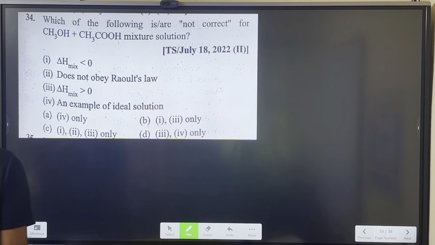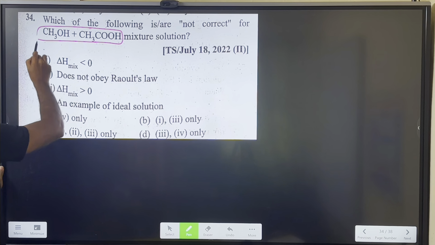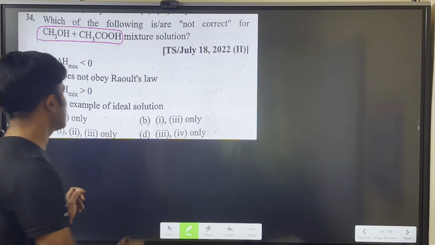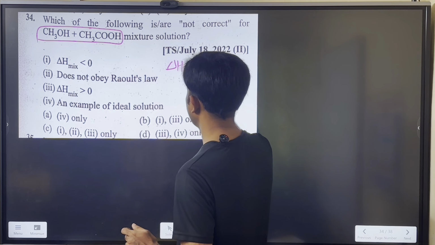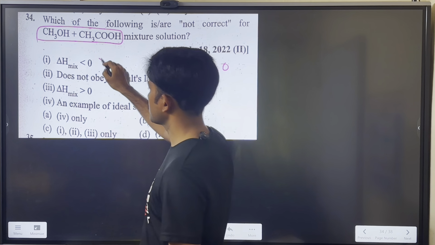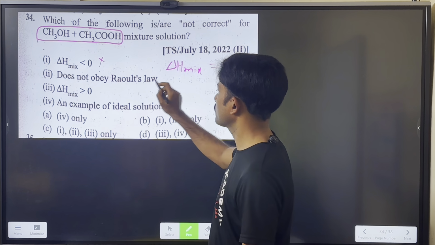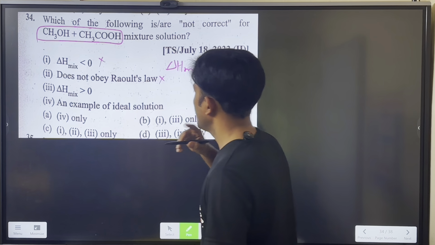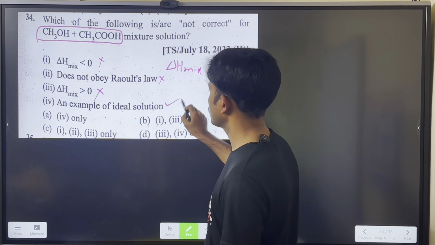Moving on, in this question we have: which of the following are not correct for a methanol and ethanoic acid mixture solution, where these mixtures form an ideal solution. For an ideal solution, delta H mix is equal to 0. This change in enthalpy of mixing is 0. But here it is given less than 0, this is not correct. And for an ideal solution, it obeys Raoult's law, but here it is given does not obey Raoult's law, this is also not correct. And delta H mix greater than 0 is also not correct, and only the fourth option is correct.